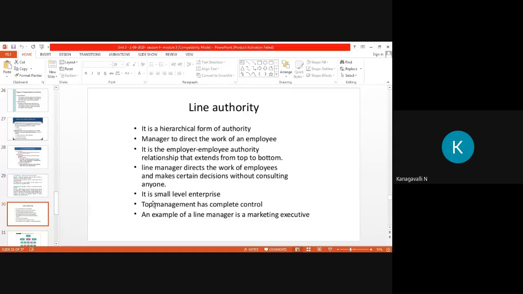The line manager directs the work of employees and makes certain decisions without consulting anyone. There's a small level enterprise, that means top management has complete control. An example of a line manager is a marketing executive, right?